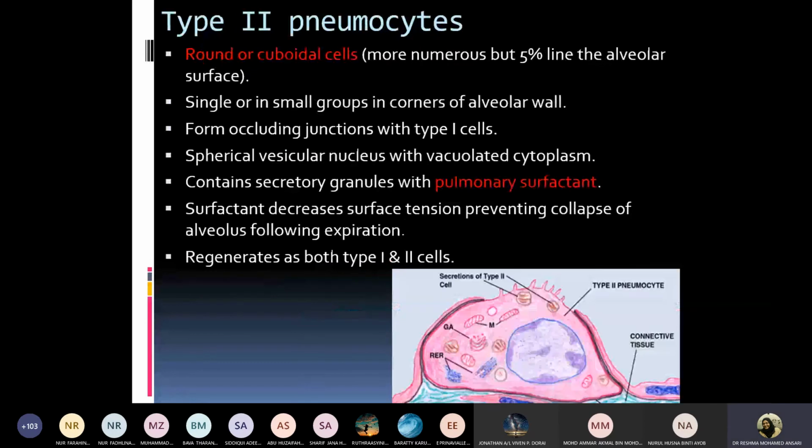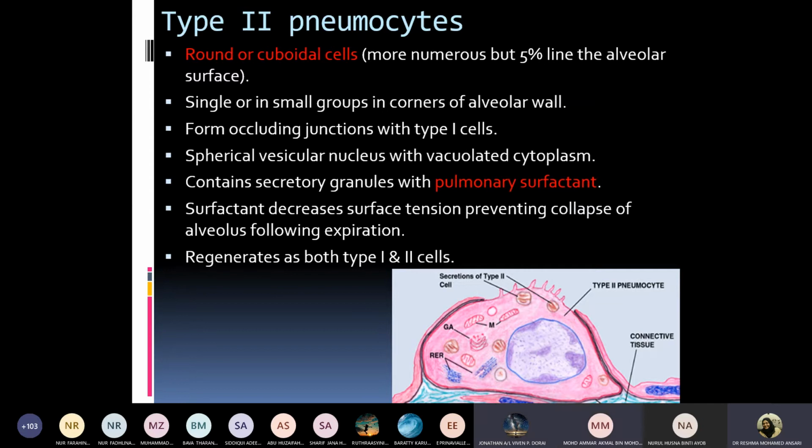So why do we have type 2 cells? Type 2 are a bit rounded or cuboidal. The number is more, but they will not line the alveolar surface because we need only type 1 for gaseous exchange. So what is the function of these cells? They produce pulmonary surfactant. When you see the cells, you will have a lot of vacuolated cytoplasm, a lot of vesicles containing the pulmonary surfactant. What is the function of pulmonary surfactant?